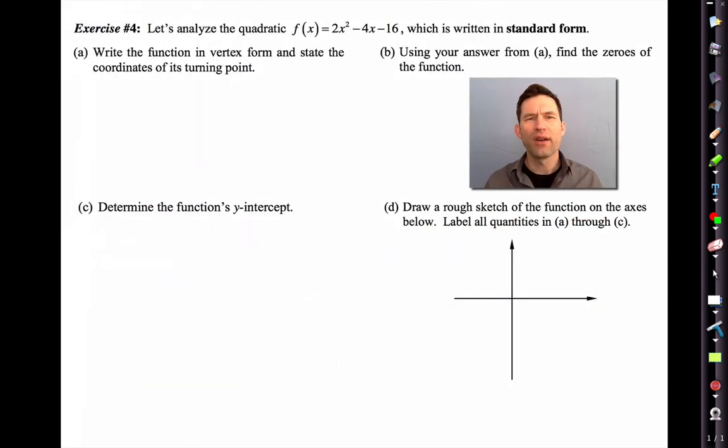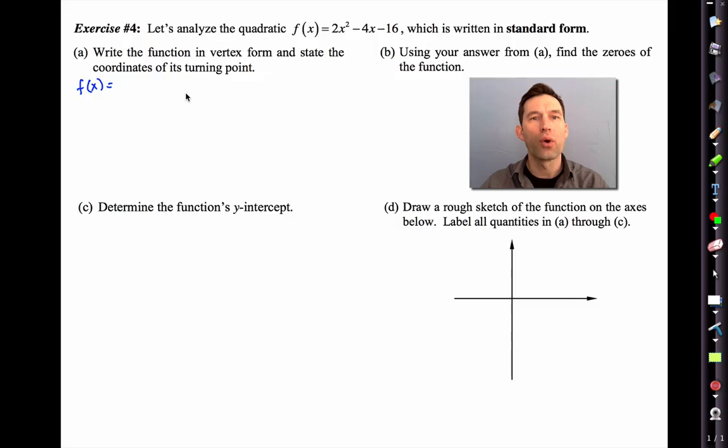Ooh, leading coefficient not 1. Let's analyze the quadratic f of x equals 2x squared minus 4x minus 16 written in standard form. Letter A says find the vertex, or write the function in vertex form and state the coordinates of its turning point. All right, this is going to be a little bit harder because our leading coefficient isn't 1, so let's review how to do this.